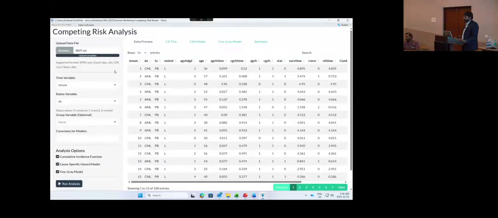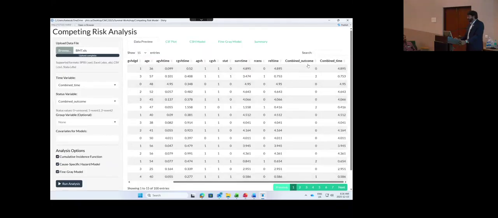Got that one? Okay. In that, the time variable would be at the end, called combined underscore time, and the status variable would be the combined outcome. I'll show you in a second, you can look at it in the data preview. The combined outcome will have three statuses: 0, 1, and 2. It's not 0 and 1, like how you have run before for Kaplan-Meier or the Cox proportional model. For competing, there'll be three statuses.